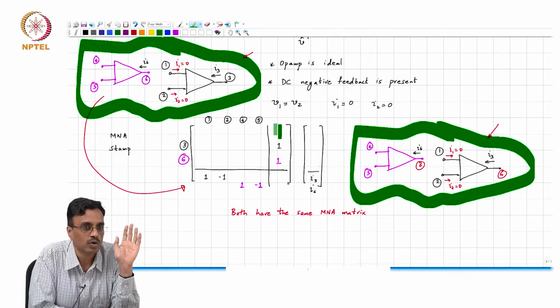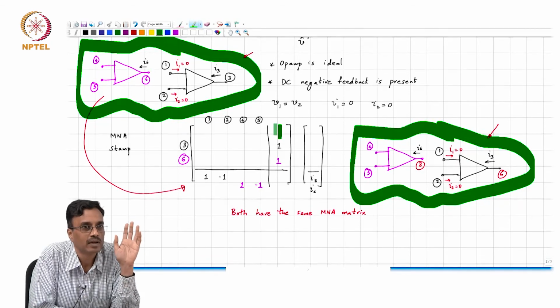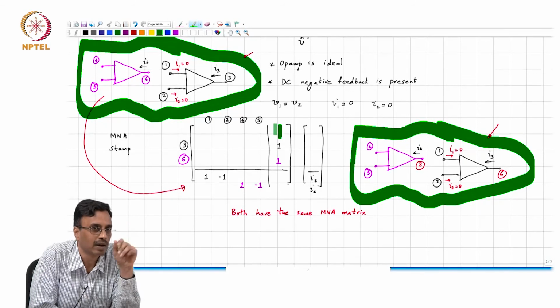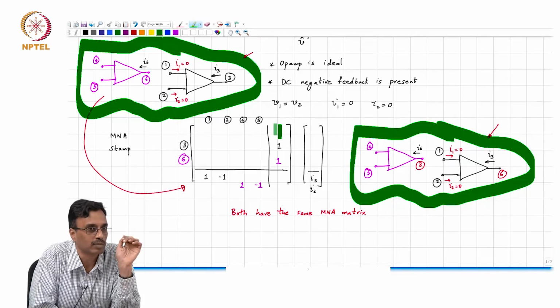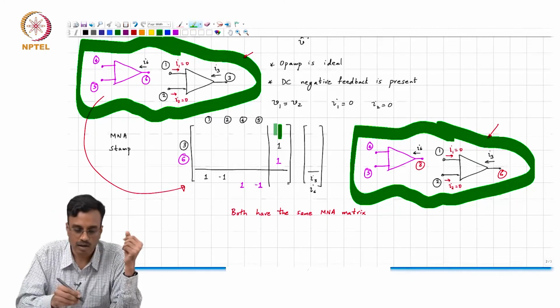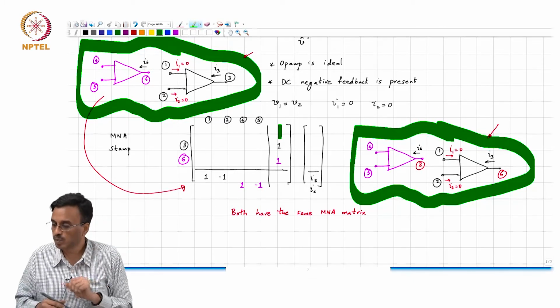Okay? So it's got nothing to do with one terminal of the output port not being accessible. Okay? Is that clear? All right. So I think this is a good place to stop.